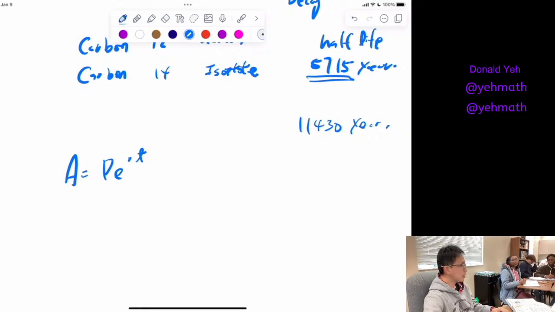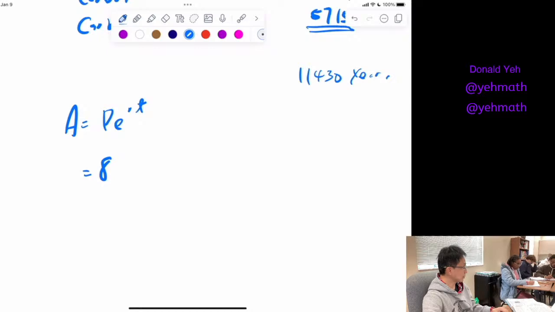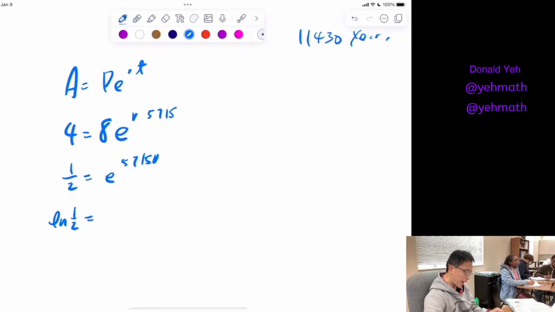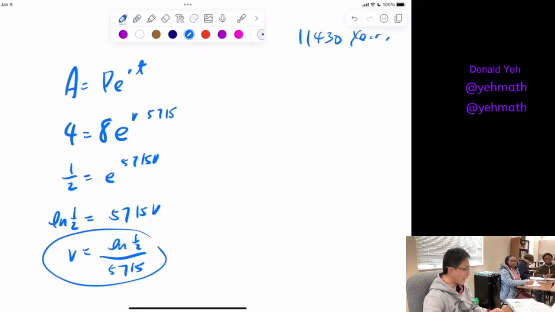It doesn't matter. So I can assume, say, well, what's a good number? Emerson, pick a number. 8. Okay, good. So 8 is the starting value. But it takes 5,715 years to become what? Half, which is what? 4. So you write down 4 on the other side. Does that make sense? And then e^(rt), we don't know what r is, but we do know the time, 5,715 years. So I can divide both sides by 8, so it'll be 1/2 equal to e^(5,715r), and I take the natural log of 1/2 equal to 5,715r, and r is equal to natural log of half over 5,715.